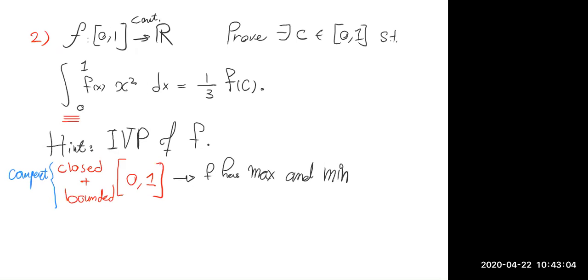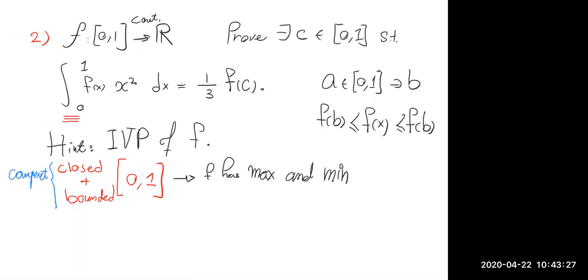which means there is a point a in this interval where f of a is the min. It's less than f of x for any point x in that interval. And there is another point b where f of b is the max. So f of x is less than f of b. This is quite important. This is the second part of the hint.